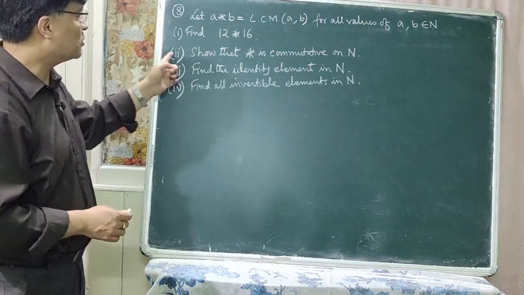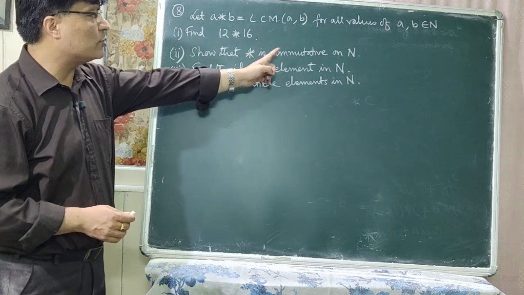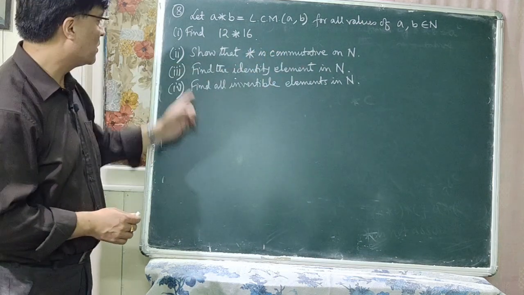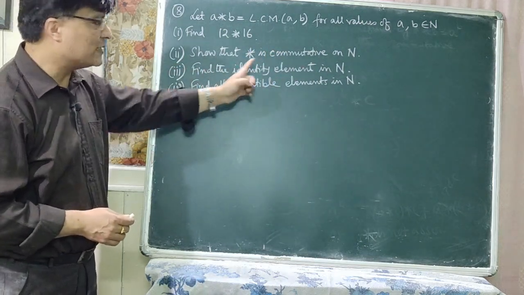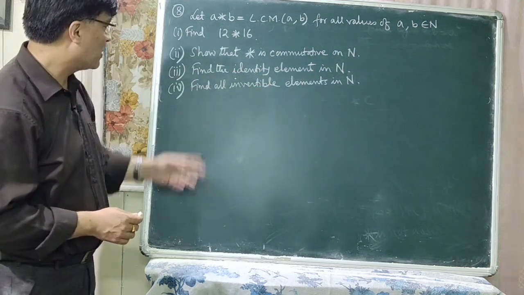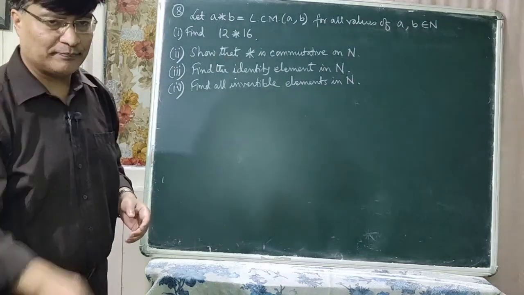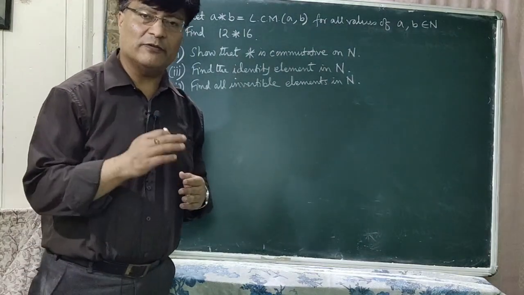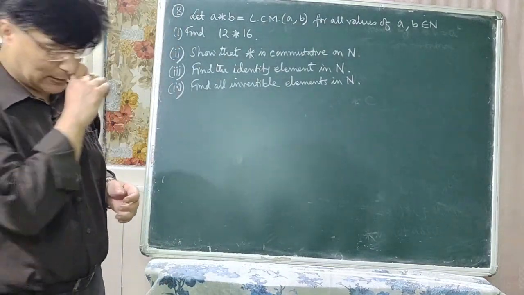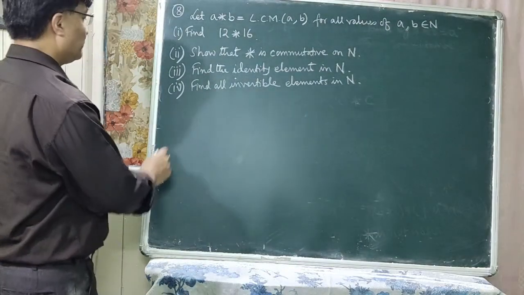Number 2, you have to show that star is commutative on natural numbers. Number 3, you have to find out the identity element in N. And number 4, you have to find out all invertible elements in N. Okay. So let us find it now.